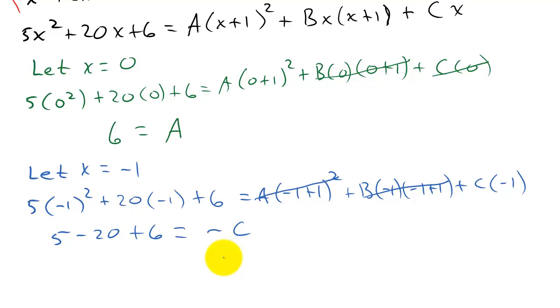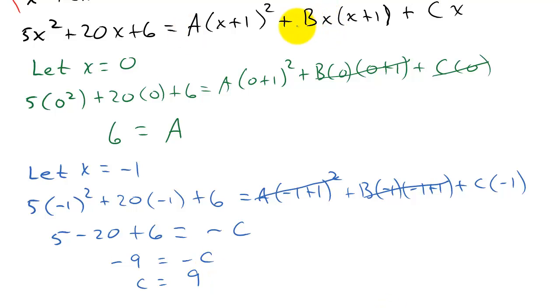Alright, and so now this is going to be -20 plus 11, and that's going to be -9 equals -C, so that tells me that C is equal to 9. Alright, so I've got C equals 9. So I've figured out what C and A are.